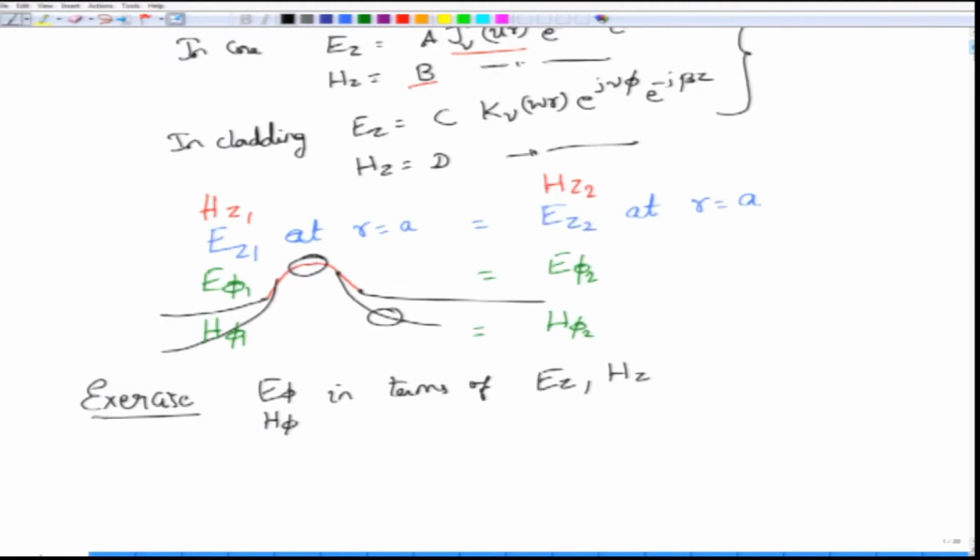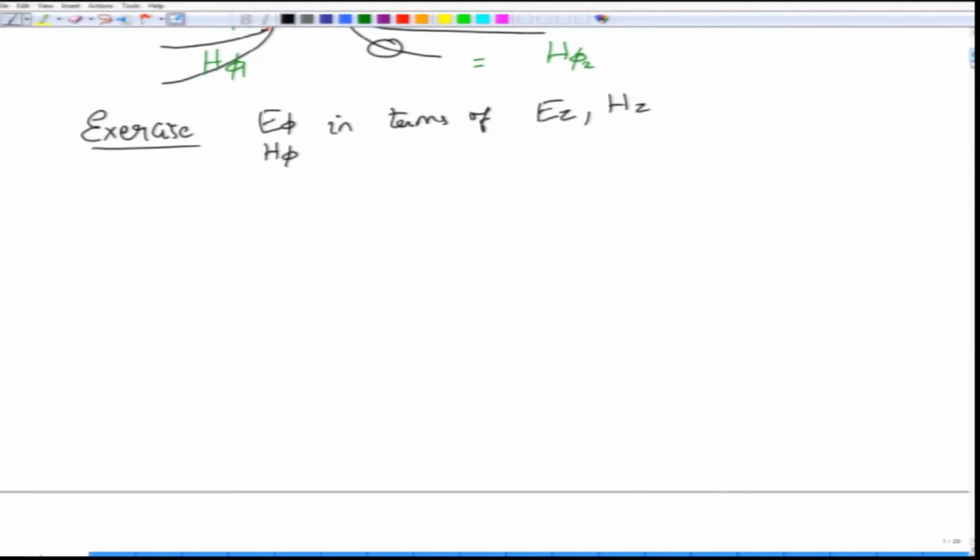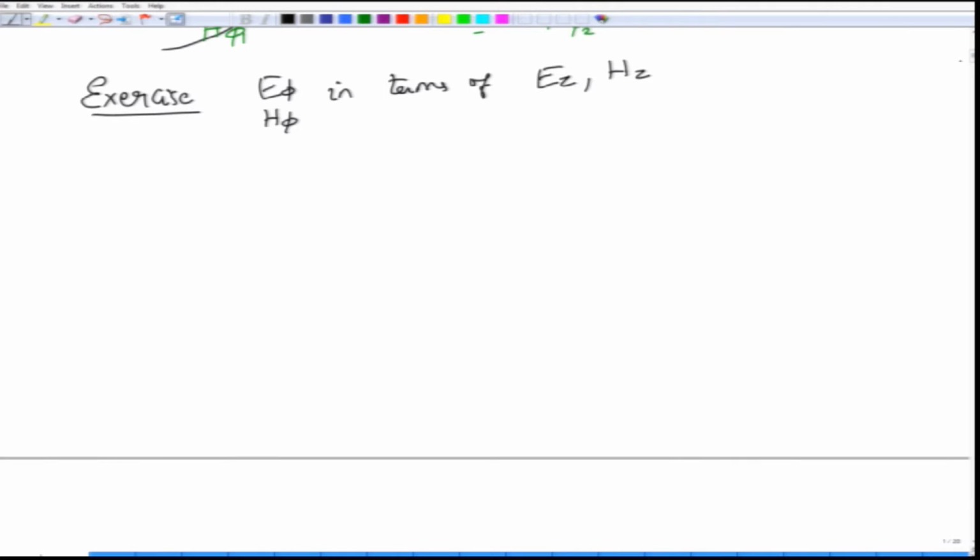So, I am assuming that you will take this exercise seriously and do this one, okay. And once you have done that, you will actually develop 4 equations. You have 4 unknowns which are A, B, C and D, and there would be 4 equations coming in from Ez. A and B are the amplitudes of the electric and magnetic field Z components, C and D are the electric and magnetic field components E phi and H phi. So, you get 4 equations, 4 unknowns.